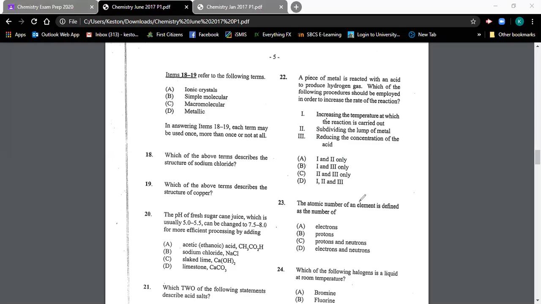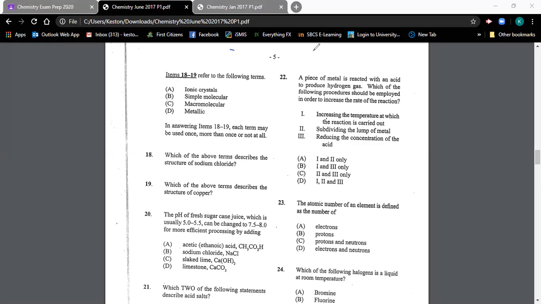23, the atomic number of an element is defined as the number of what? Another name for atomic number. Starts with P. It's actually called proton number. So the atomic number of the element is defined as the number of protons. Yeah? B.